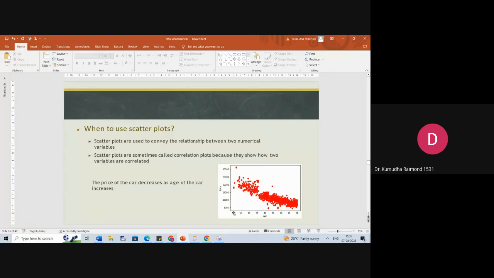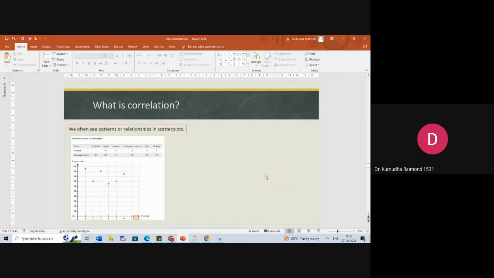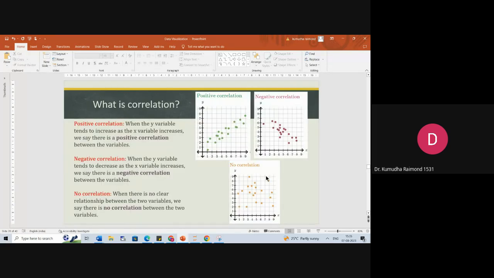Are you able to get it? As the age of the car increases, the values on your y-axis decrease, that is, the price of the car decreases. And we often see patterns or relationships between the x and y-axis values. There are three types of correlation. One is called no correlation, another is called positive, and another is called negative correlation.